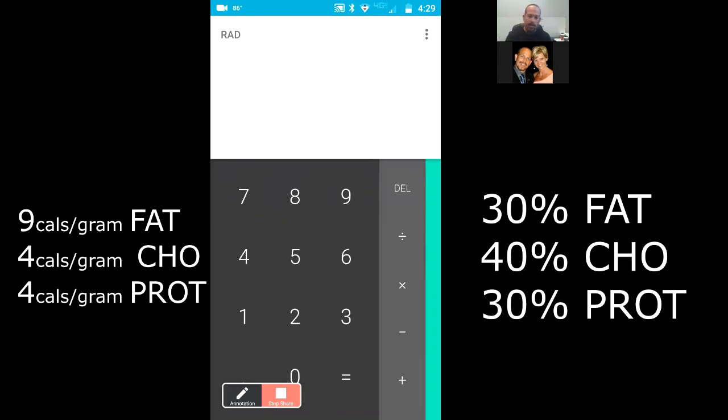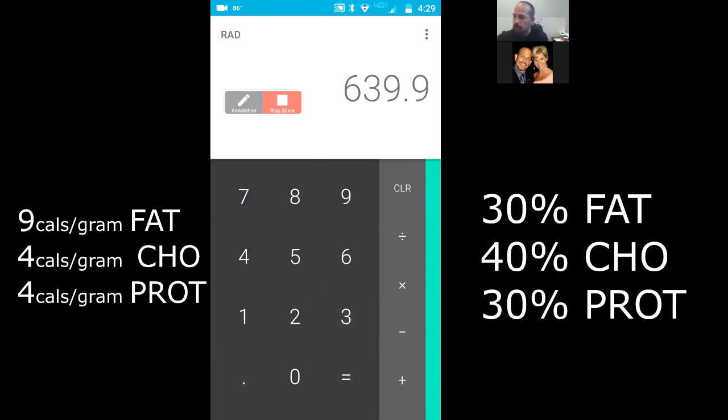Okay, so how we would do this now is we would take that same 2133 and multiply that by 0.3, which is going to be 30%, and that's going to give us 640. Okay, so 640, and that's 30%, so that would be our protein. All right, let's clear that, and let's go back to our 2133 times 0.4. That's going to give us our carbohydrates. That's going to be 853, and those are calories, carbohydrates.